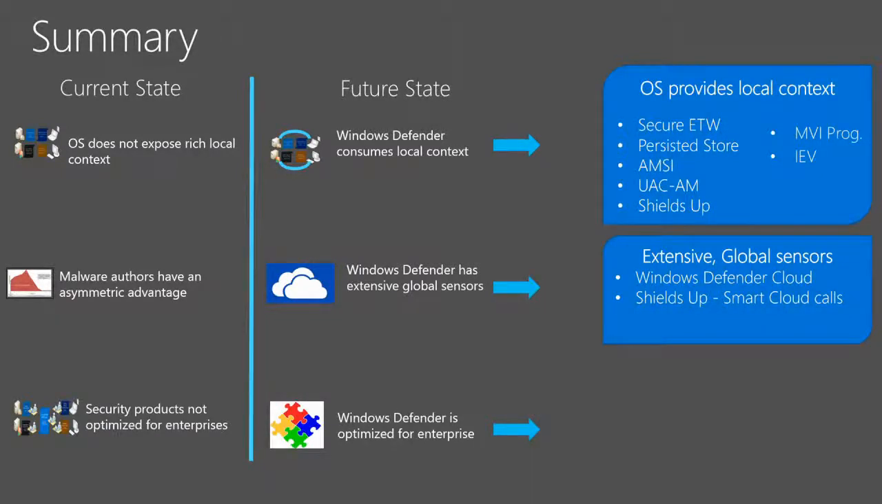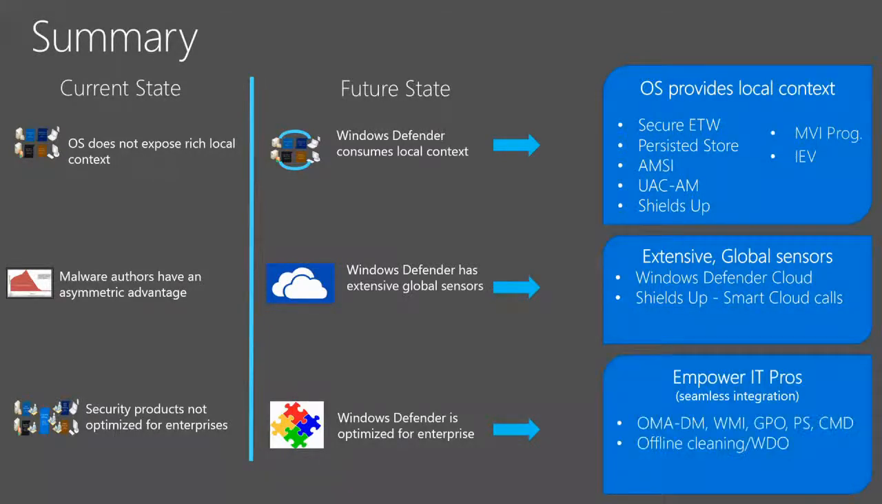And security products today are not optimized for the enterprise. With Defender, we saw the example of cleaning advanced malware, being ready for BYOD, being on Windows Server anti-malware, and having the automatic exclusions feature, all examples of how we've optimized for the enterprise. Additionally, we have a vast array of manageability options, being able to query Defender for behavioral analysis. So these are examples of how we've made Defender optimized for the enterprise.